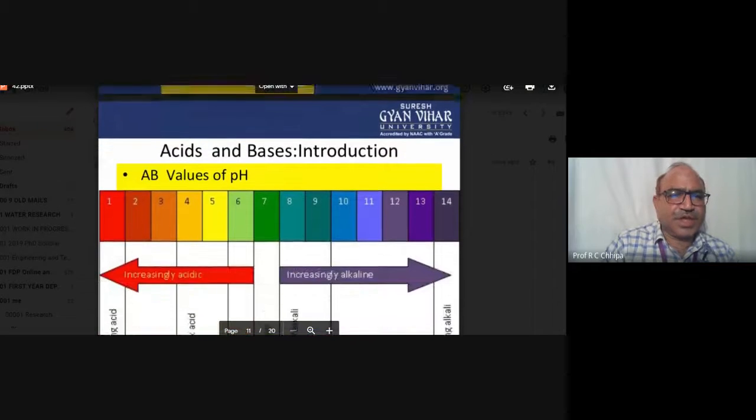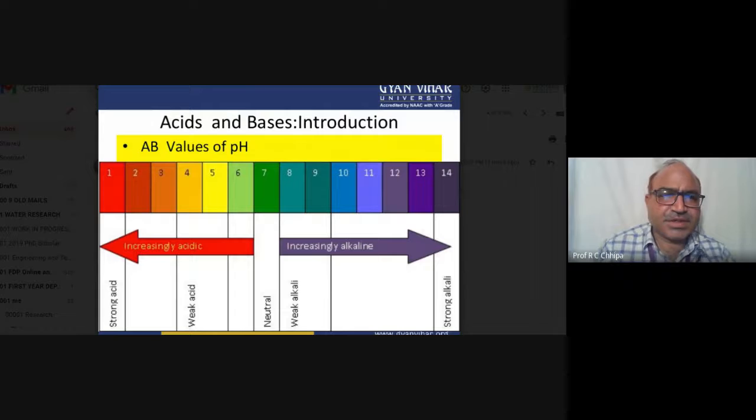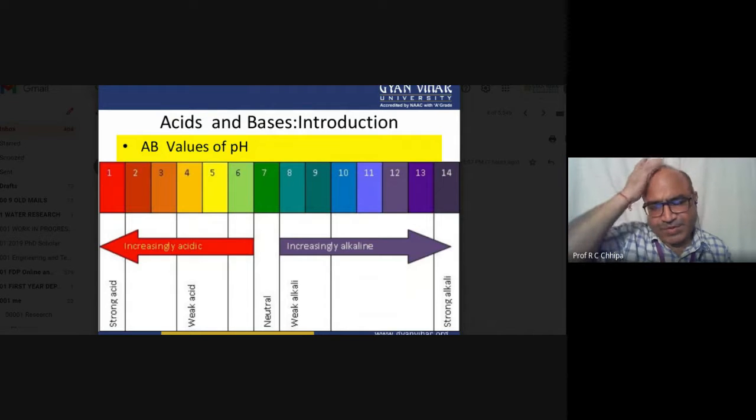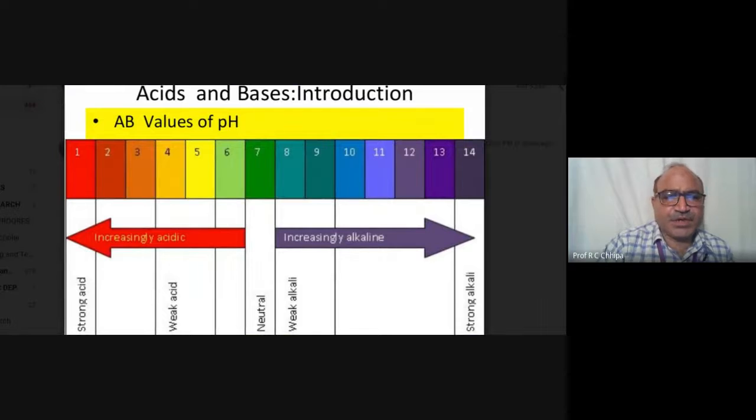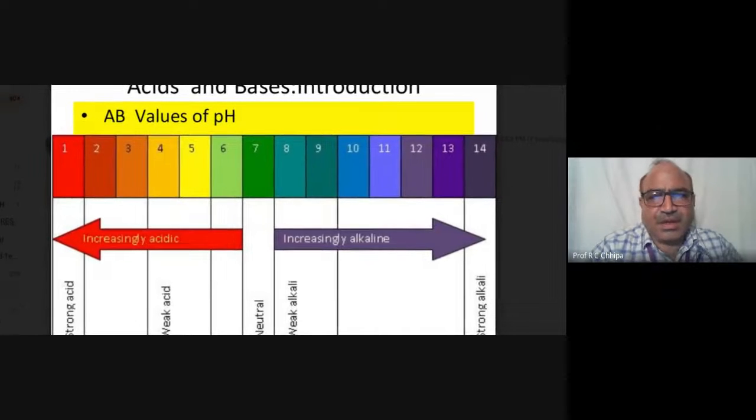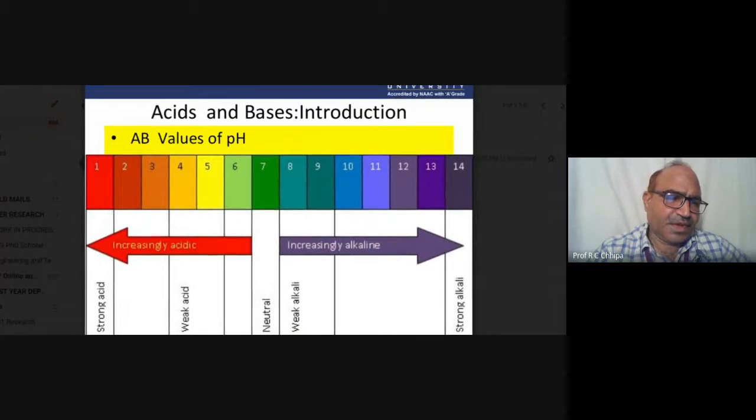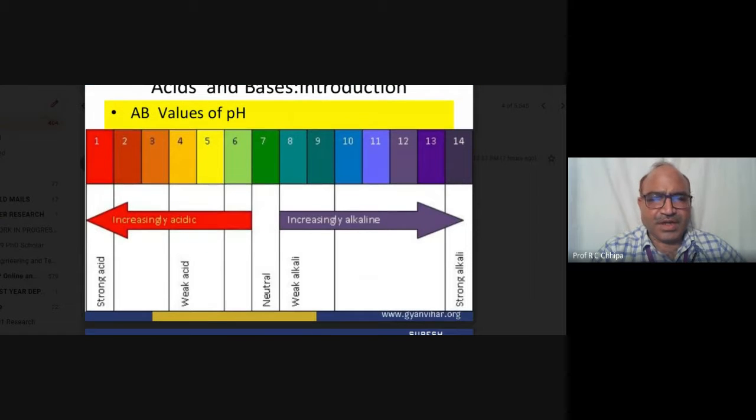So acid base. One more thing: I have earlier discussed the acid base values, in the form of the litmus paper. Here the parameter of acidity is correlated with the range, increasing acidity from 6, 5, 4, 3, 2. Here is the baseline for that, and increasing alkalinity.